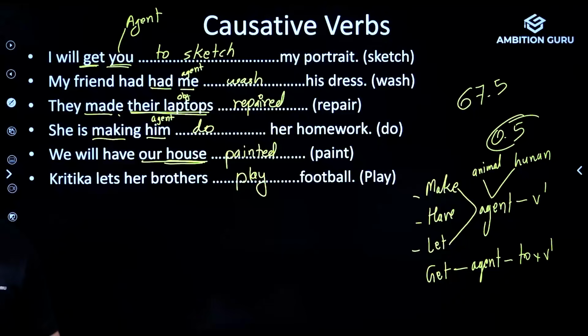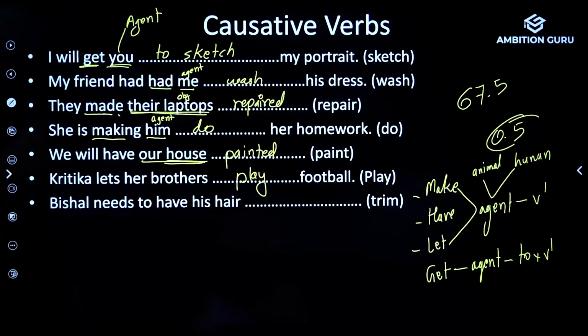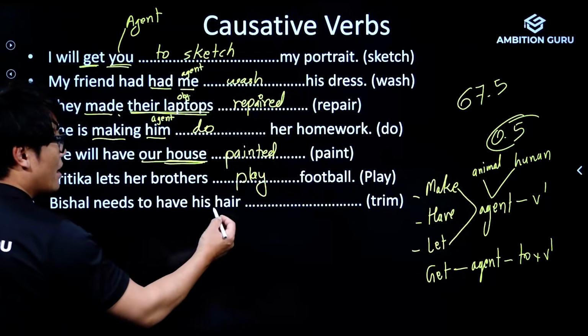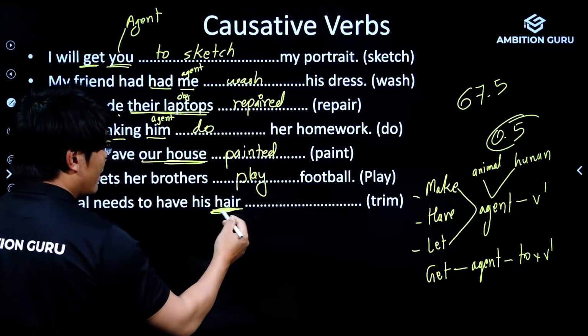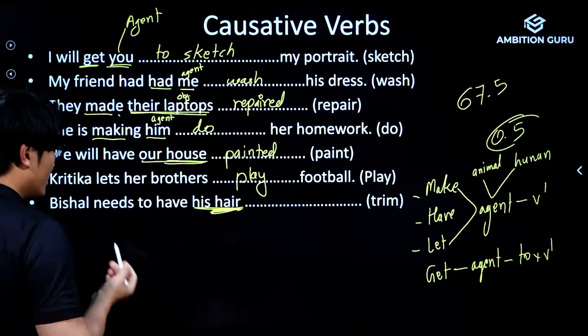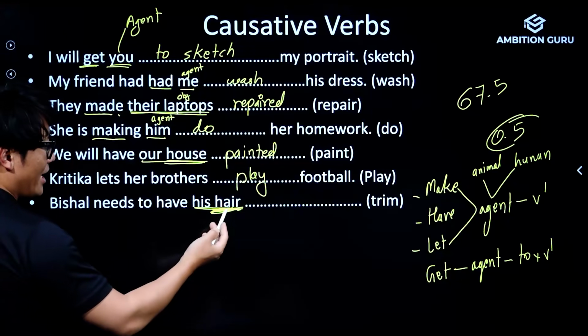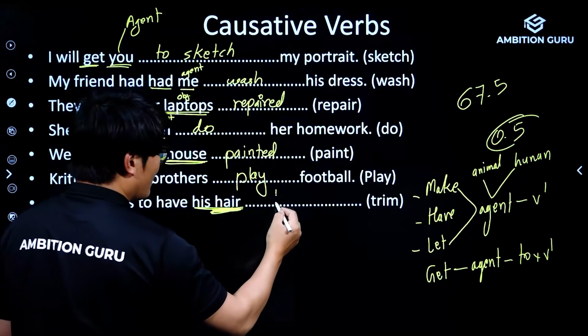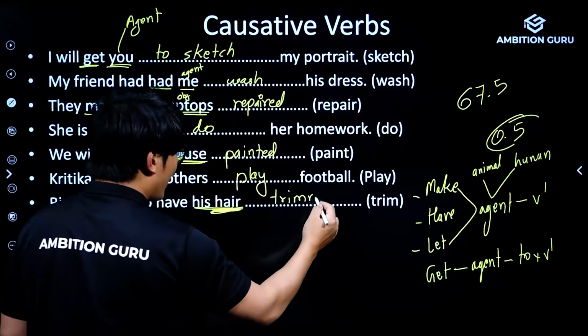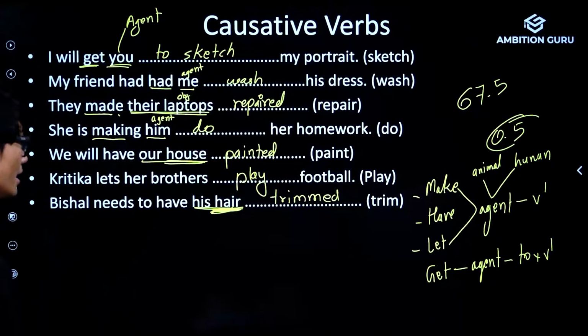Okay, an animal example, I saw him running. Just wait. Bishal needs to have his hair... trimmed. Hair here is an object, not an animal, not a human. So that's why here should be verb 3: trimmed. So Bishal needs to have his hair trimmed.